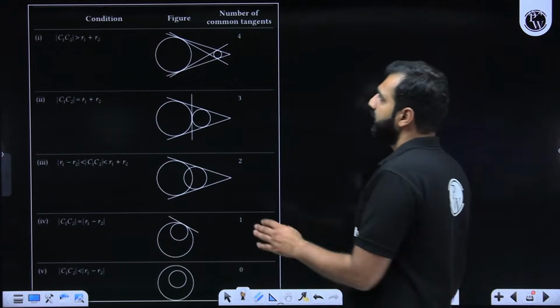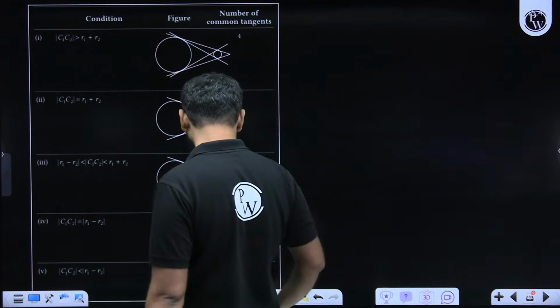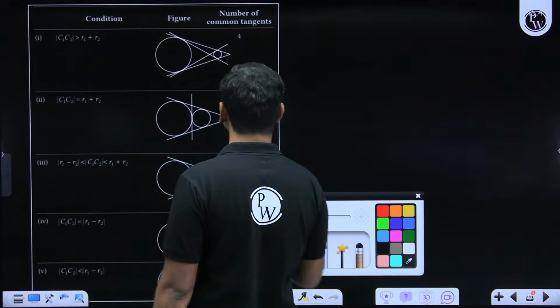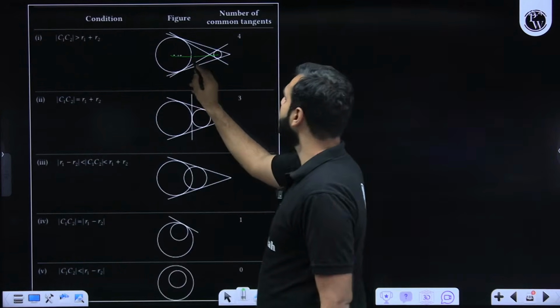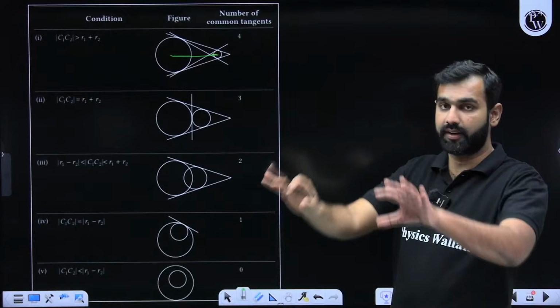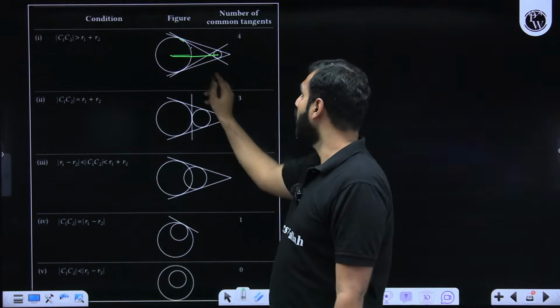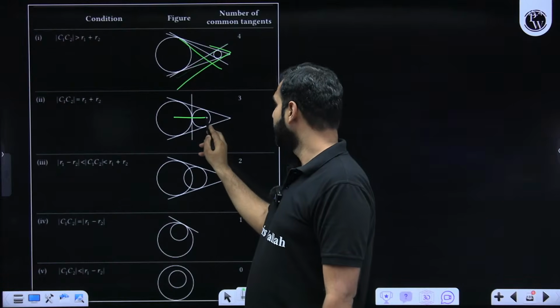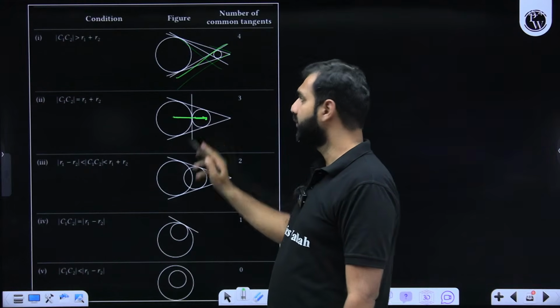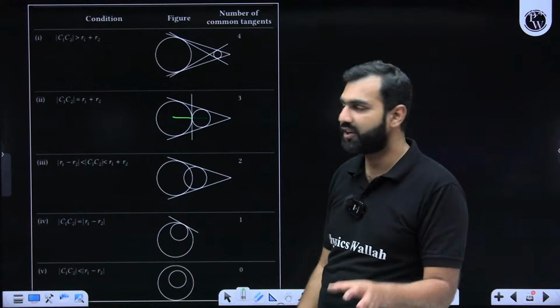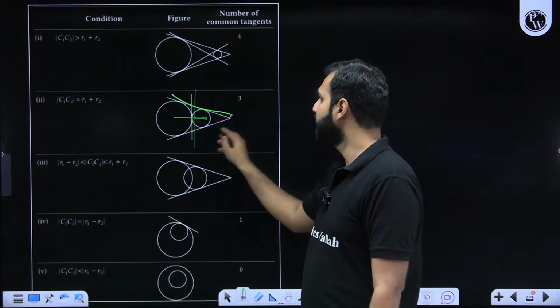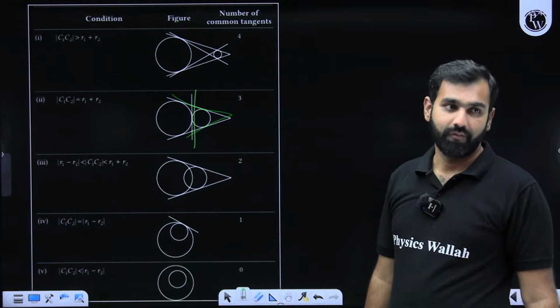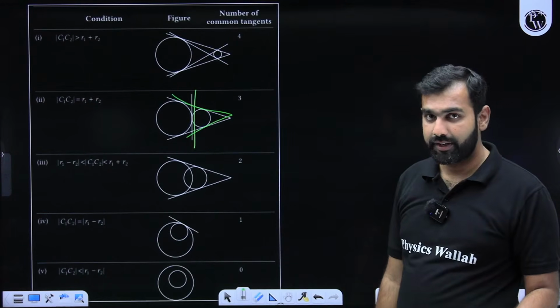Let's say the distance between the centers of the circles is greater than the sum of their radii. Then the circles are disjoint. The number of common tangents will be 4. If the distance between the centers of the circles is equal to the sum of their radii, they are touching each other externally, and the number of common tangents will be 3. Everyone with me so far, watching, learning and understanding it?